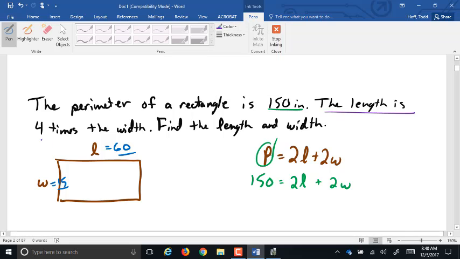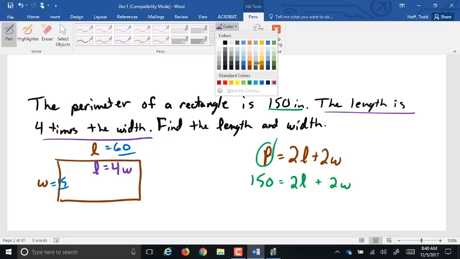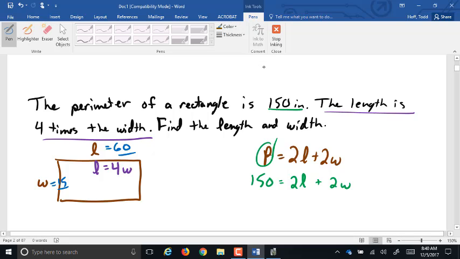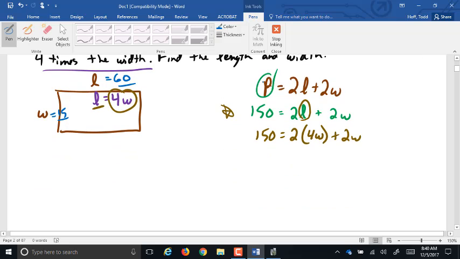So we've got the length is 4 times the width, which is telling us that L is equal to 4W. So now we will rewrite this equation here with 4W in there in place of L. So 150 equals, instead of 2L, it's going to be 2 times 4W plus 2W. So now then we can go ahead and try to solve this.